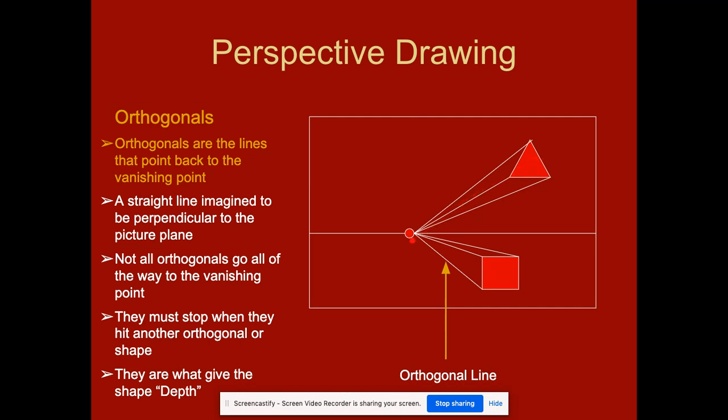They are the lines right here that would be parallel, but as they go off into space, they meet at that vanishing point. However, not all orthogonals go all the way to the vanishing point, and they must stop when they hit another orthogonal or shape. That's really important if you're drawing a cityscape where you have multiple buildings. You don't want to create see-through buildings. You want to make sure that your orthogonals stop where the next building starts. And these orthogonals are what give the shape the sense of depth.